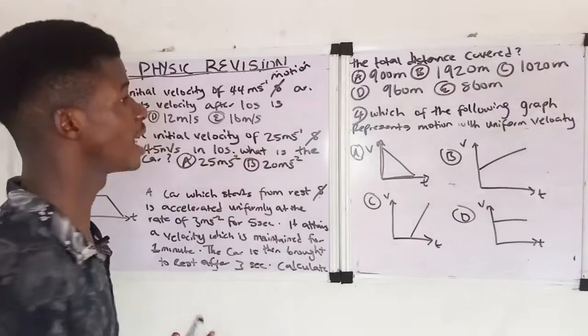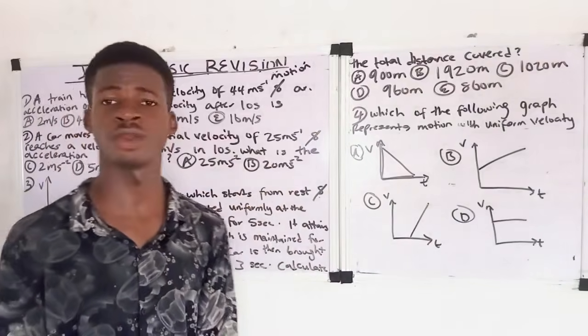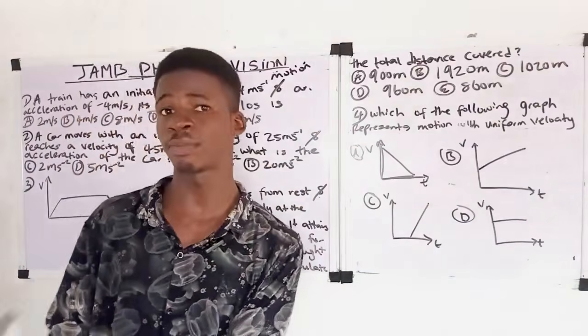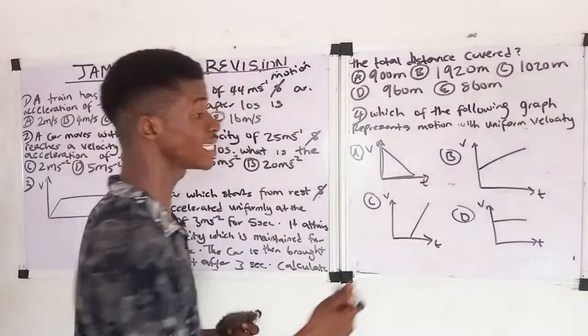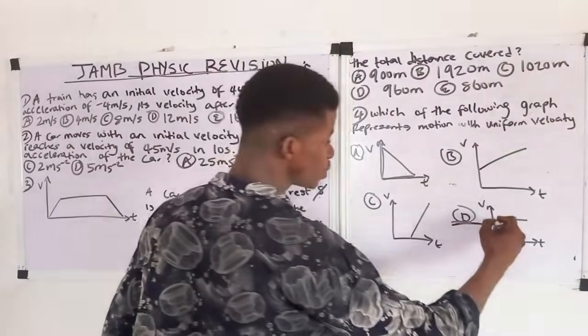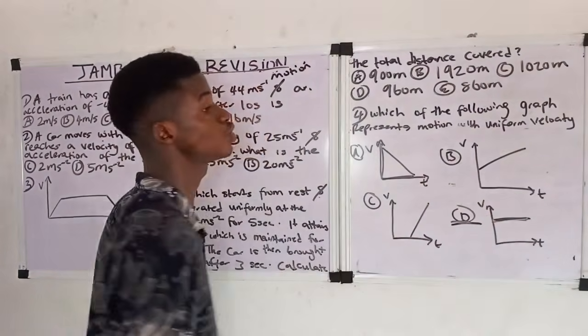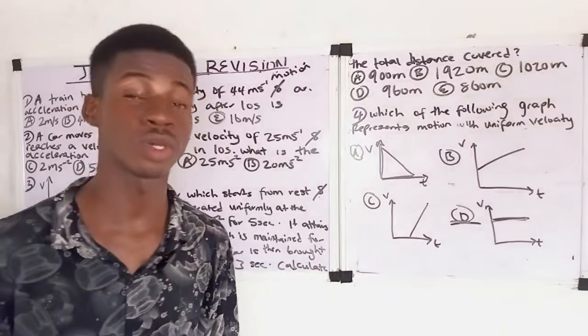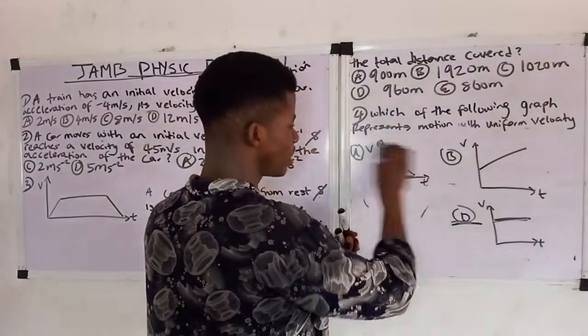Okay, let me just tell you guys the answer. The question says, which of the following graphs represents motion with uniform velocity? Motion with uniform velocity is a type of motion with constant velocity. So the answer here is D. This graph represents motion with a constant velocity, or a uniform velocity. Now let me break it down further and explain.